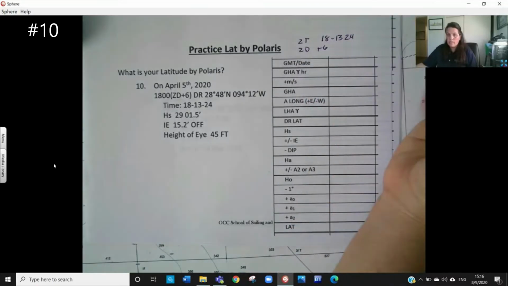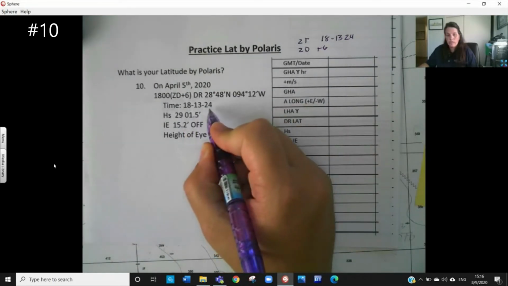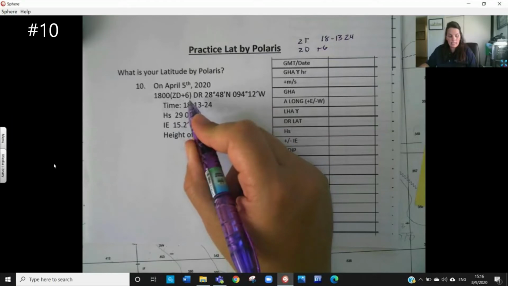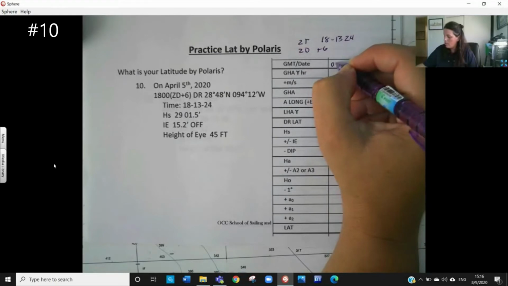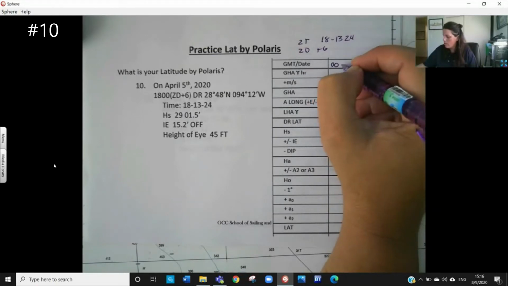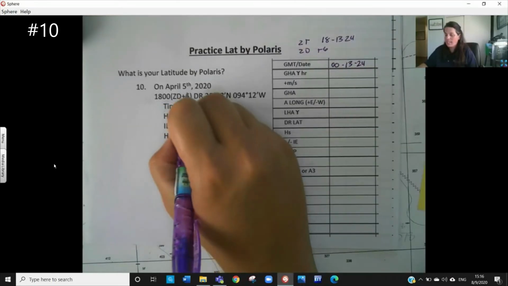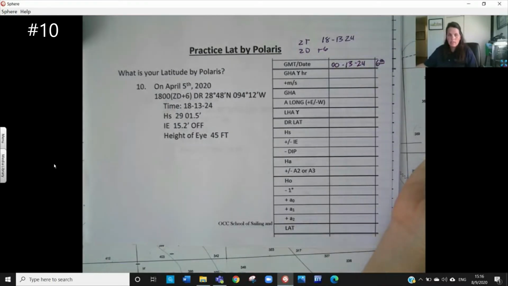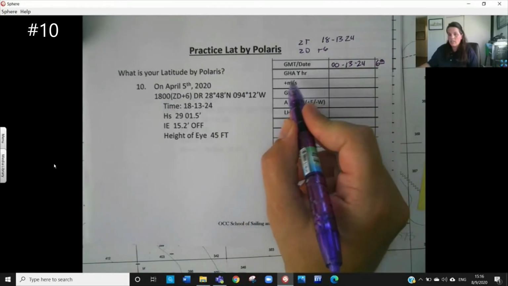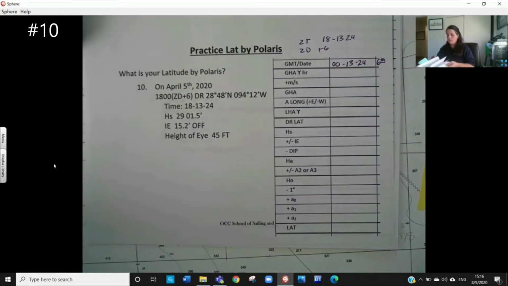So I have my zone time was 18:13:24, and I had a zone description of +6. So that gives me a GMT time of 24 or 0:13:24, and that's going to be on April 6th. So that's going to be the 6th, not the 5th. So I can go and find the GHA of Aries for the top of the hour.